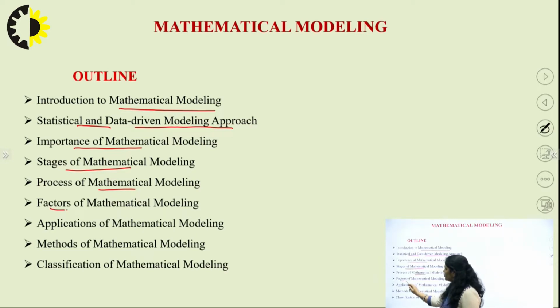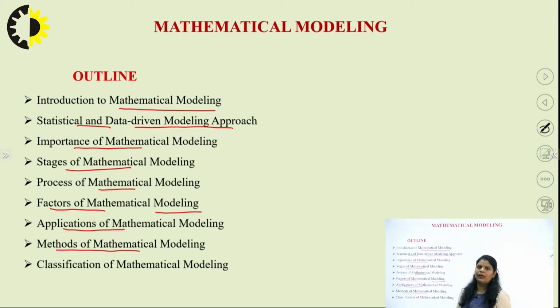Then we are going to discuss the different factors, or we can say the different parameters of the mathematical modeling approach. Then we will see its applications in the field of engineering or our daily life. Then we will see the different methods that we can use for this modeling approach, and at last we will see the classification of mathematical modeling.